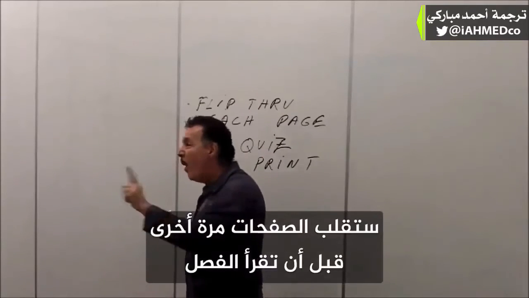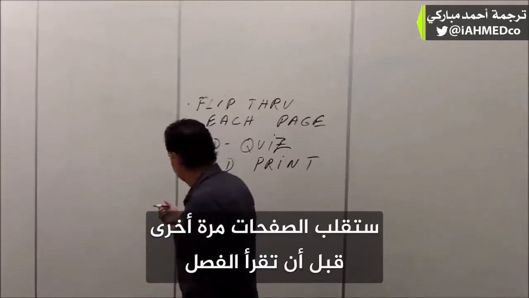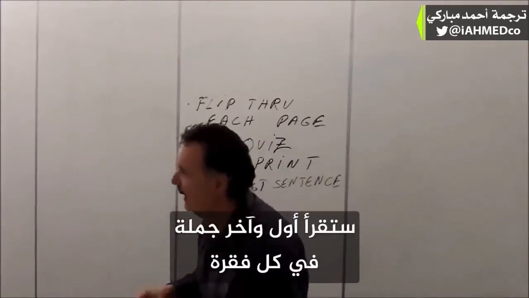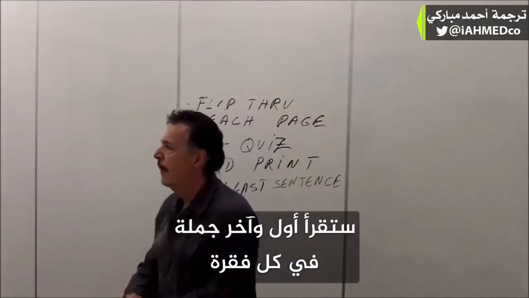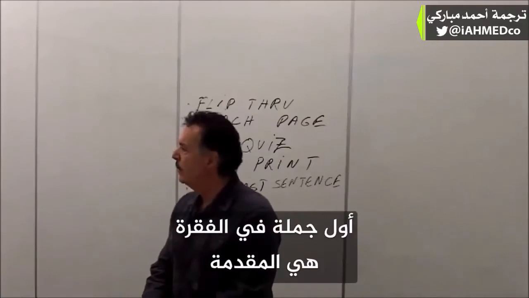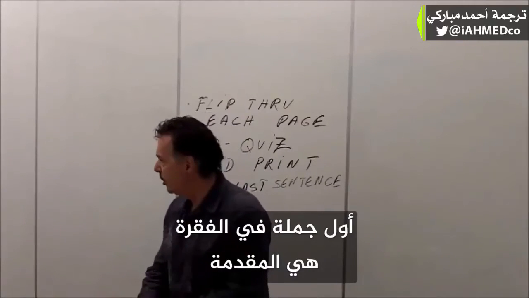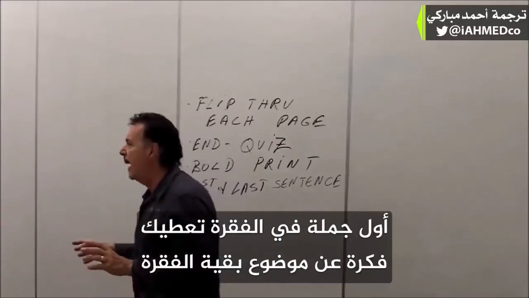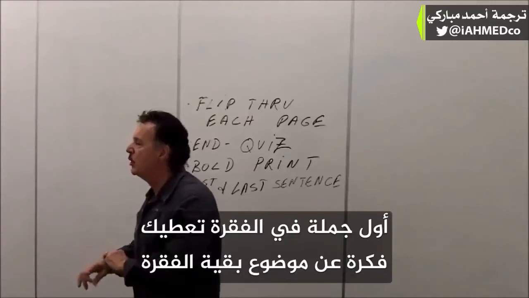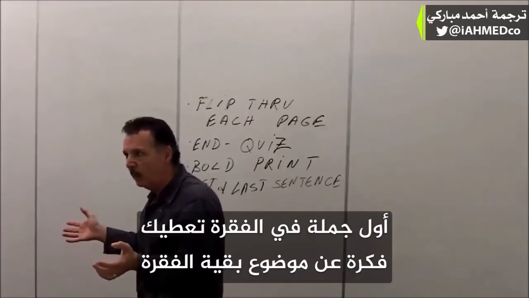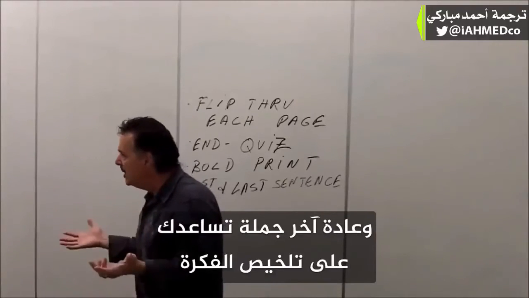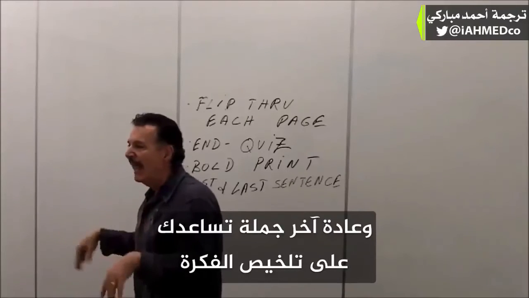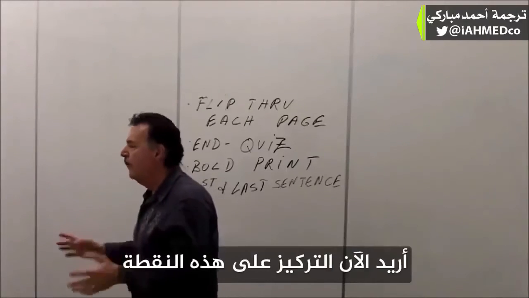You're going to go through one more time before you read the chapter. You're going to read the first and last sentence in each paragraph. The first sentence of a paragraph is the introduction, a quick overview. The first sentence of a paragraph gives you an indication as to what the rest of the paragraph is about. And usually the last sentence of the paragraph helps you sum it up.